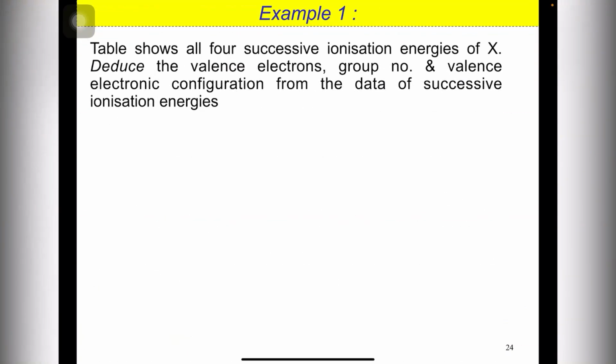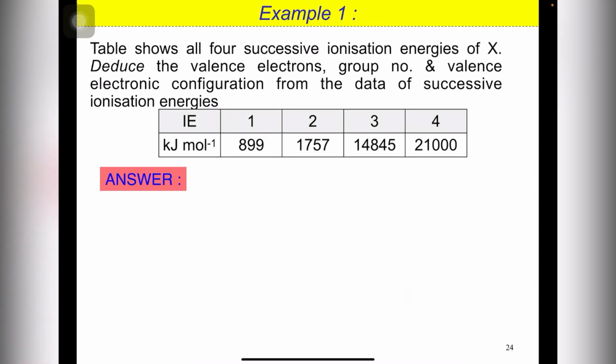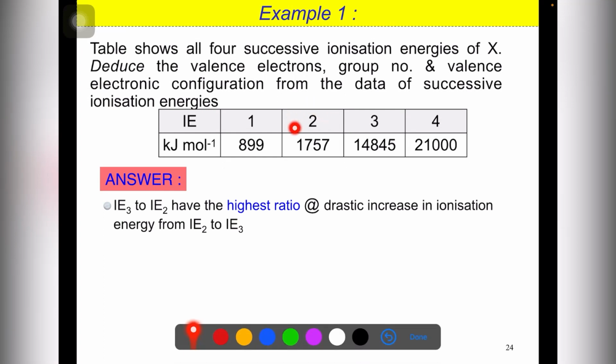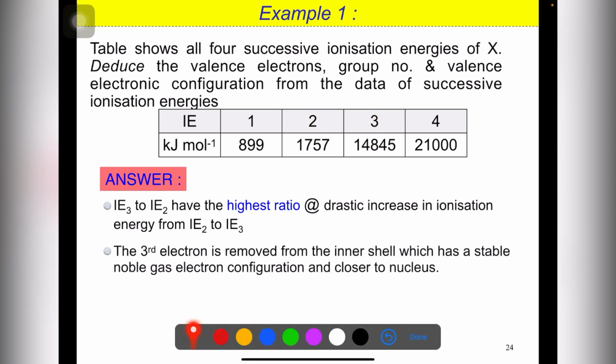Okay, let's see the example. It gives you this table, and you can see that the sudden increase occurs between the second ionization energy and the third ionization energy. So it shows that the third ionization energy is the energy for the inner electron in the inner shell.